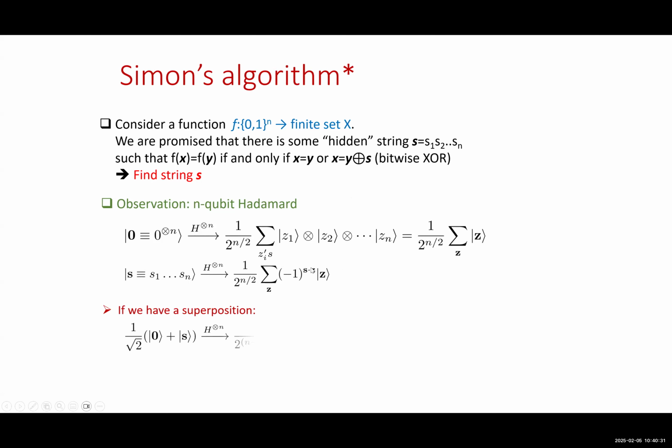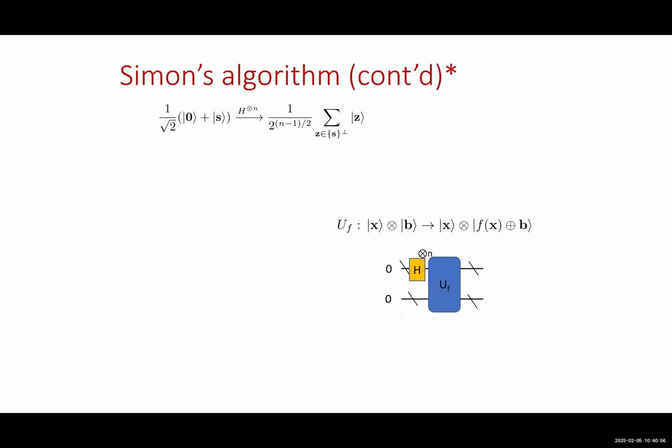And if we have a superposition and you add the two together, then you see that there's no amplitude if s·z is 1. It's easy, the s·z = 1 terms cancel. So you only get z that is orthogonal to s. That's the key thing.